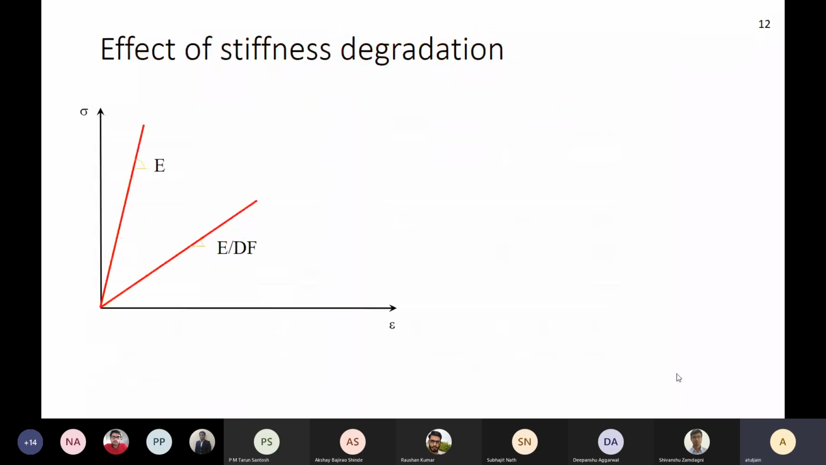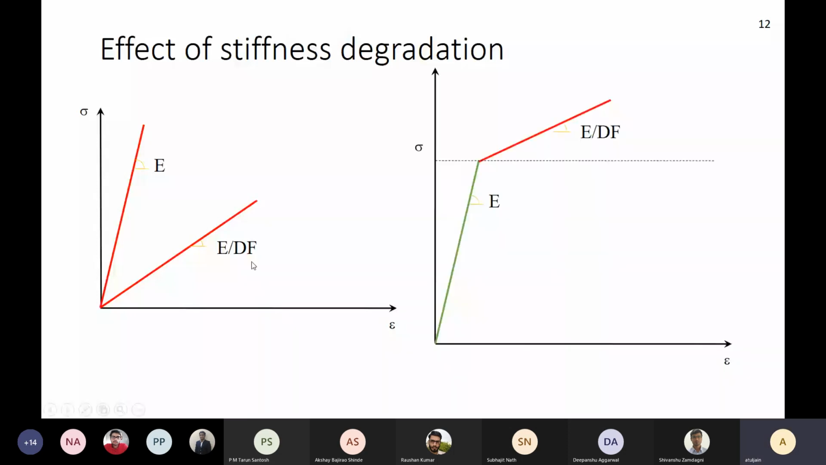Let's say initially my ply's stress-strain curve was like this red line. For simplicity, we are just looking at the slope. What happens after the linear elastic point, we don't care. The slope of this line is the initial Young's modulus. After damage, the slope changes and it becomes E by df, where E is the Young's modulus and df is the damage factor. Some factor by which I will reduce the stiffness. Or in other words, the stress-strain curve will look like this.